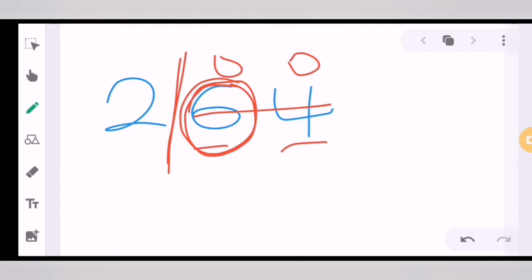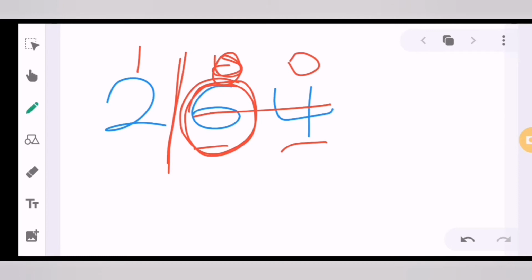Remember, if the number is more than 5, we are going to round it up. If the number is less than 5, we round it down. So 6 is more than 5, we are going to round it up to 10, and we have 1 0 for 10 there. That's why I said cancel it and fill it with zeros.